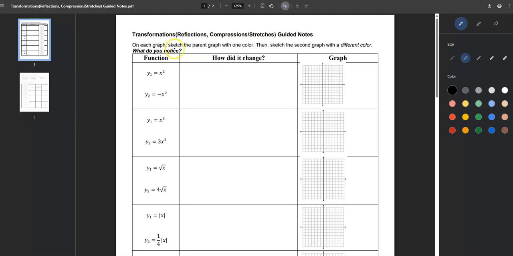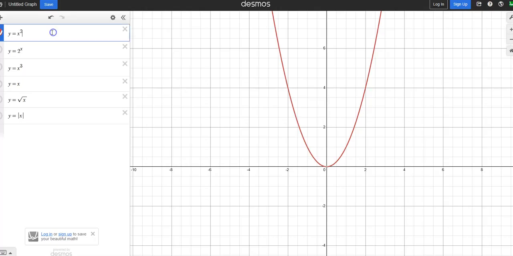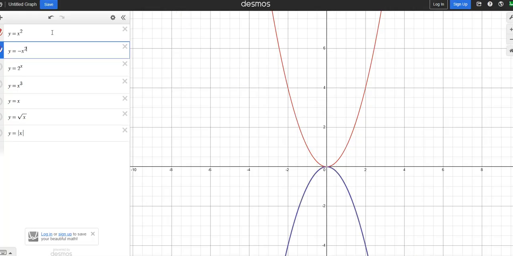So we're going to use this as that guide. We're going to graph and use Desmos with this, different colors, and see how it changed, okay? So here we go. I've got my parent function, my x squared. That would be this one. And all I want to know is what happens when I go y equals negative x to the second.